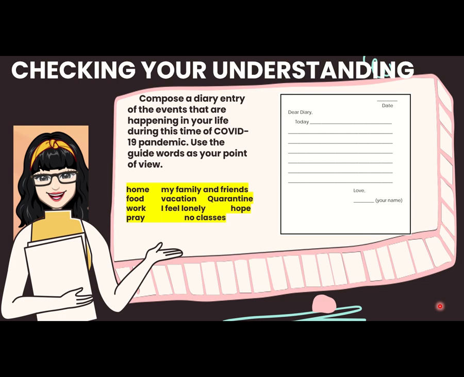Let us see if you understood our lesson for today. In your English notebook, compose a diary entry of the events that are happening in your life during this time of COVID-19 pandemic. Use the guide words as your point of view. Okay, so you are going to use these words in formulating your diary entry. Home, my family and friends, food, vacation, quarantine, work, I feel lonely, hope, pray, and no classes.